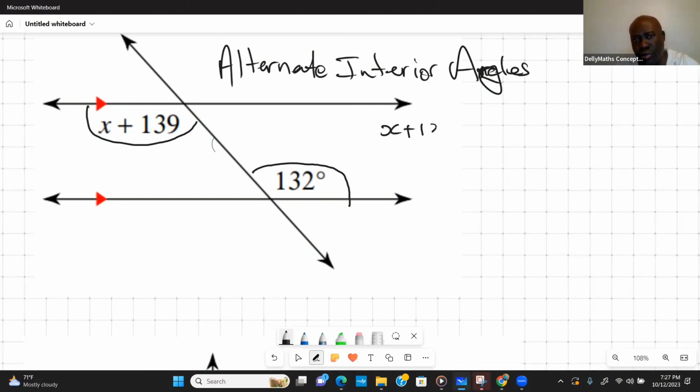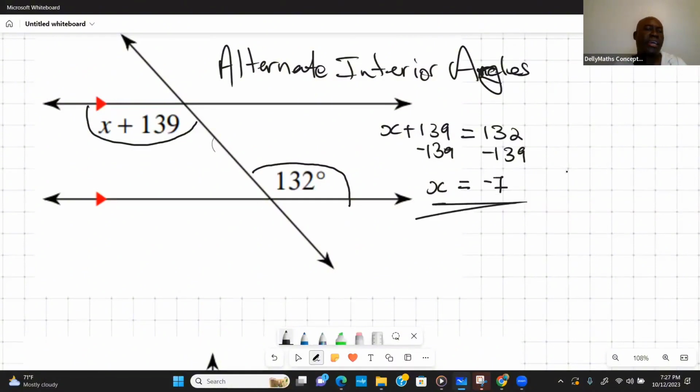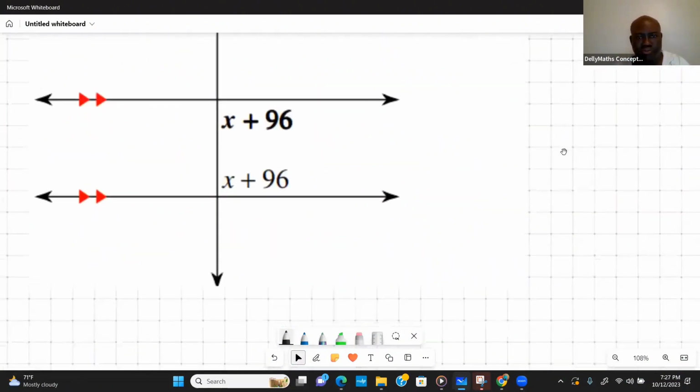So x plus 139 is equal to 132 because they are equal. At this moment, I'm going to subtract 139 from both sides. So you could see that x is equal to -7. So there it is. So we're able to solve these problems by applying one of those special relationships between two parallel lines and a transversal. Let's take a look at the last problem.